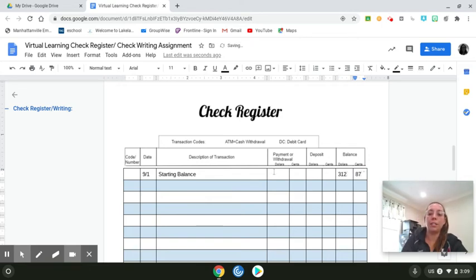And we're going to head right on over to the balance column and do $312.87. You'll notice that each one of these has two columns. There's the fat column for dollars and the skinny column for cents.